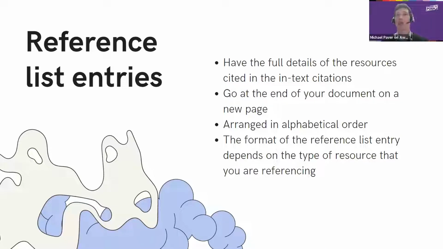Now, a reference list will go at the end of your document on a new page, and you'll arrange all of the references that you've used for that assignment in alphabetical order. So you just have one reference list for your entire document arranged in alphabetical order.